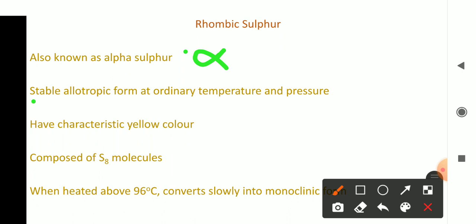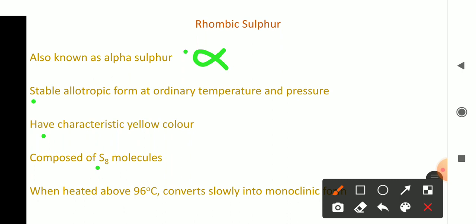It can be asked in one word: the most stable allotropic form of sulfur is dash. What is it? It is rhombic sulfur. The third point deals with the color. What about the color of this rhombic sulfur? It has a characteristic yellow color, and it is composed of S8 molecules. The polymeric units of sulfur are joined together and denoted by S8, so it is composed of S8 molecules.